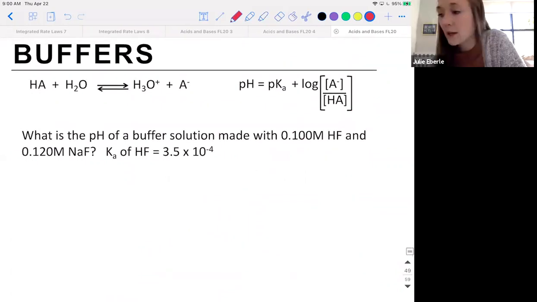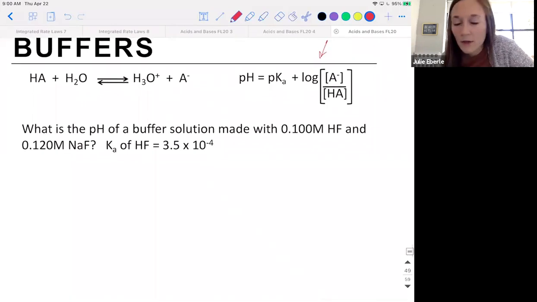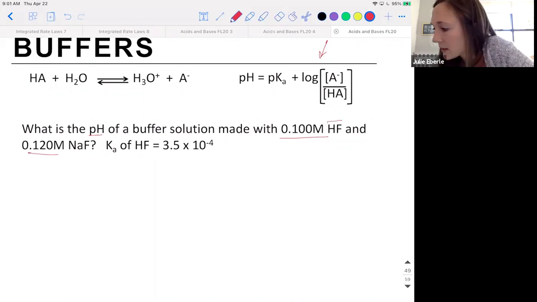All right, so using Henderson-Hasselbalch equation, which is right here, we're going to learn how to calculate pH of a buffer. So what is the pH of a buffer solution that has 0.1 molar HF, hydrofluoric acid? That's on your acid base table. And it has 0.12 molar NaF. All right, so this right here is the weak acid. This right here is the conjugate base.